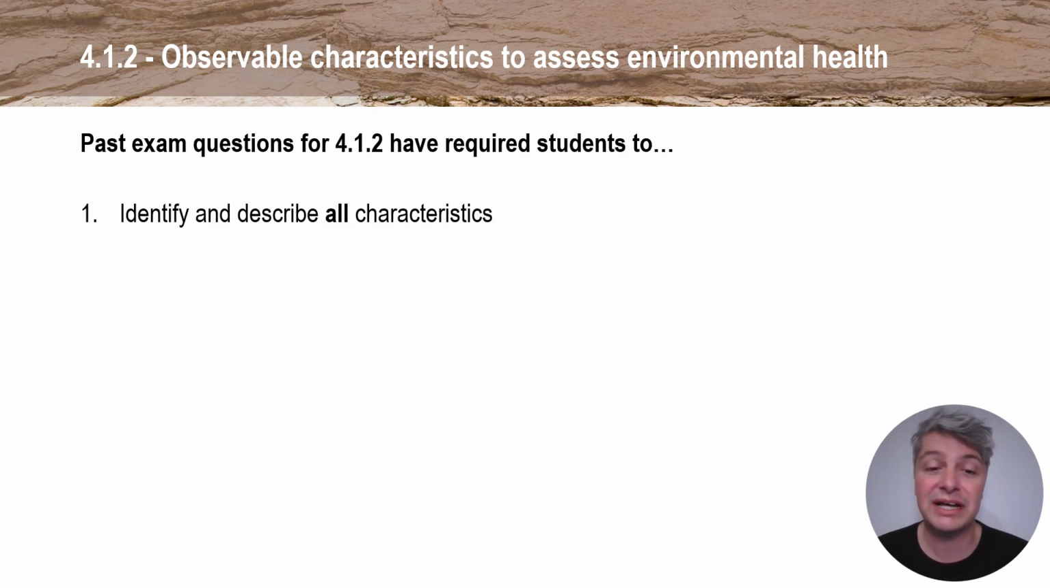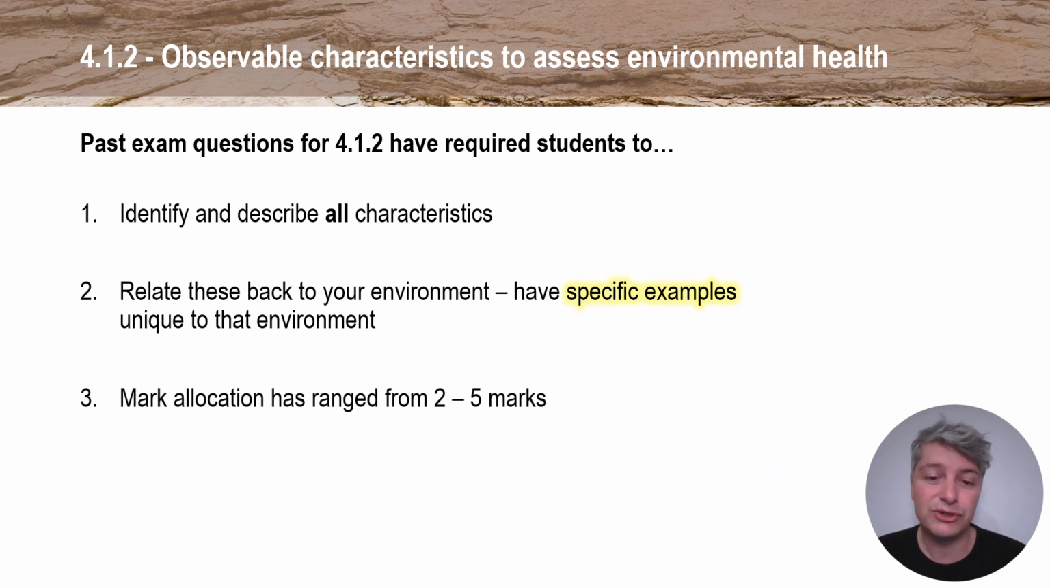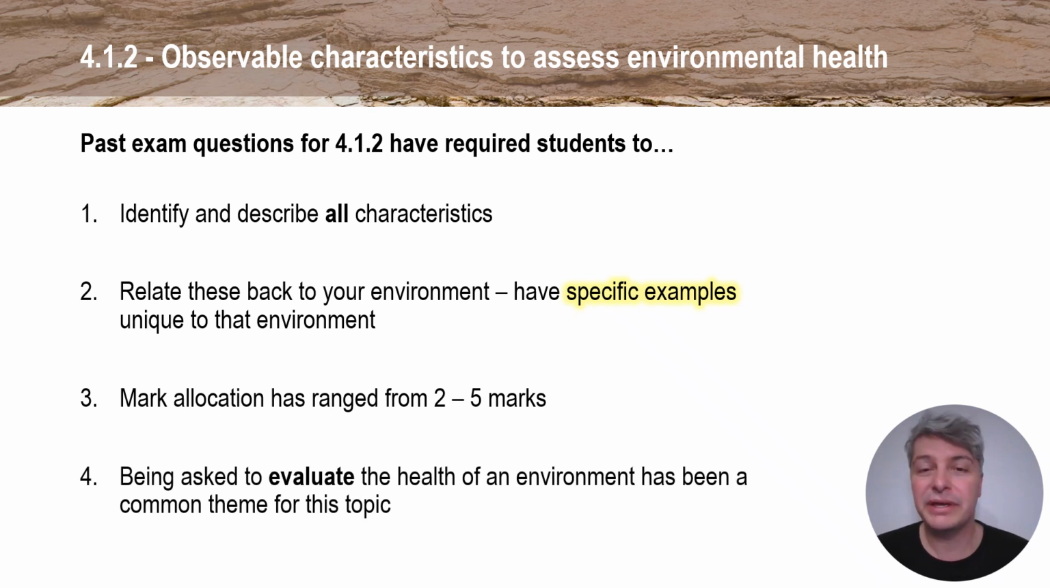Okay, what have questions in the past asked you to do? You need to know all of those observable characteristics. You need to relate them back to your specific environment. There's also been a comment, and we're going to look at it in a moment, where assessors want to see you be really specific, particularly in this area of the course, and make observations that are unique to that environment. Mark allocation has ranged from 2 to 5 marks, and being asked to evaluate is a really common theme within this. Previously, the key skill was evaluate as well.